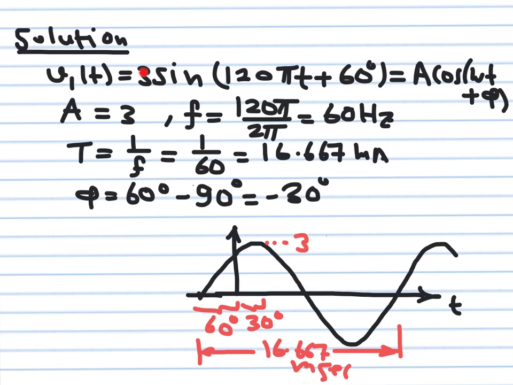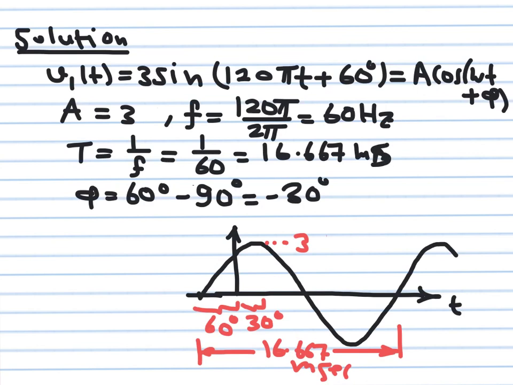The amplitude is equal to 3. This is omega, the angular frequency. It's 120 pi. If you want to get the frequency itself in hertz, you divide this quantity by 2 pi. So 120 pi over 2 pi gives you 60 hertz. This means that the periodic time, the time it takes this signal to make one complete period, is 1 over the frequency, so 1 over 60, which is 16.667 milliseconds. Of course, it's not milliamperes here, it's milliseconds, so let me correct this: milliseconds.